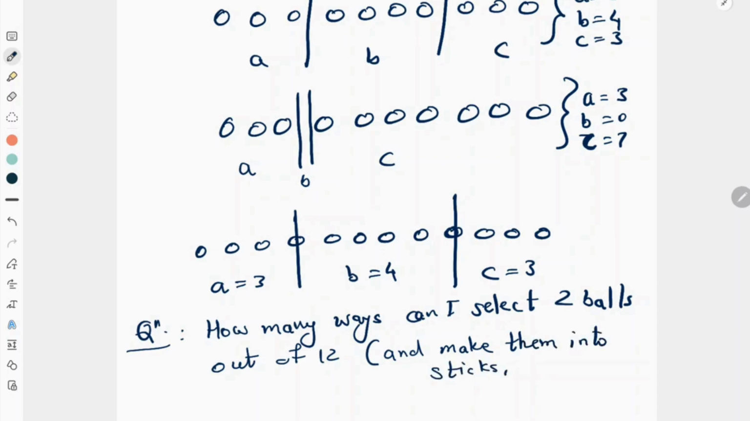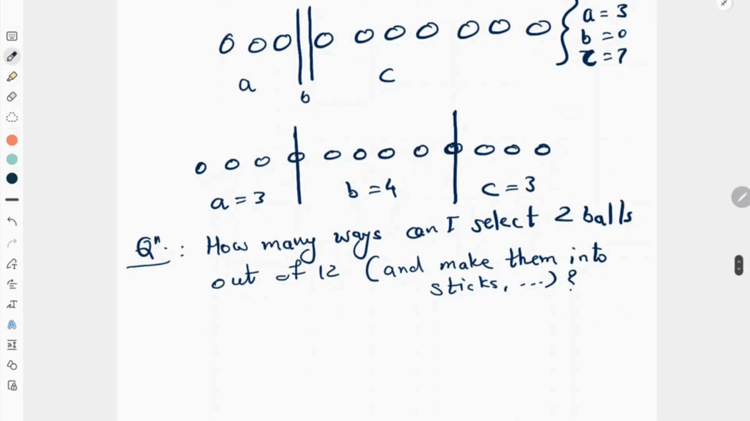Make them into sticks and the rest of the process. But this problem is a classic combinatorics problem. How many ways are there that I can select two balls out of 12? So the balls are numbered 1 to 12.